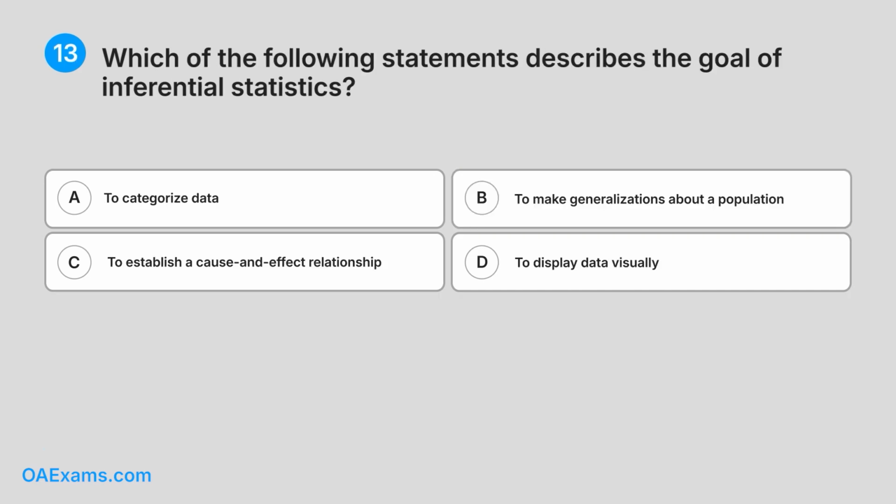13. Which of the following statements describes the goal of inferential statistics? A. To categorize data. B. To make generalizations about a population. C. To establish a cause and effect relationship. D. To display data visually. Do you know the answer?